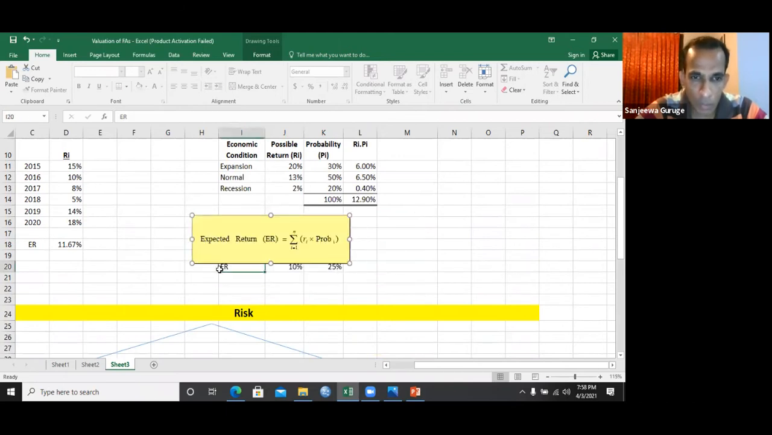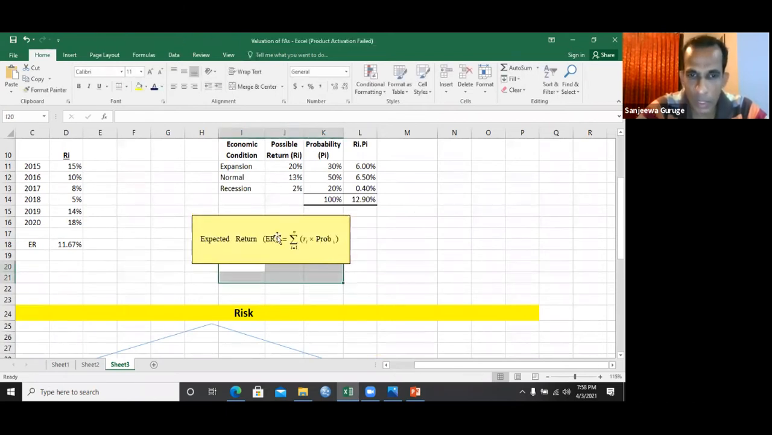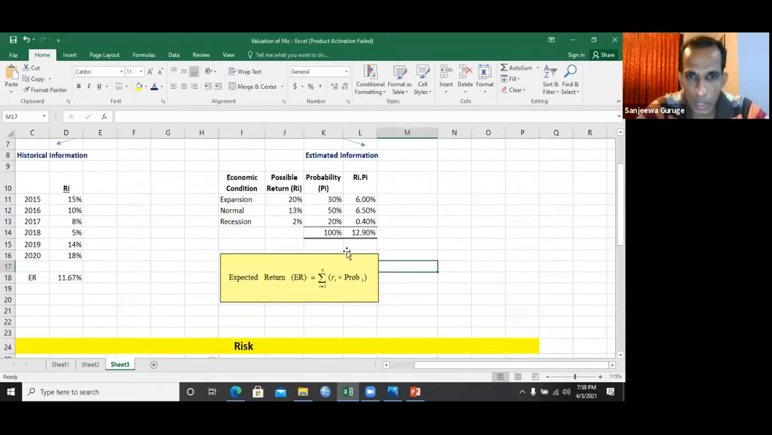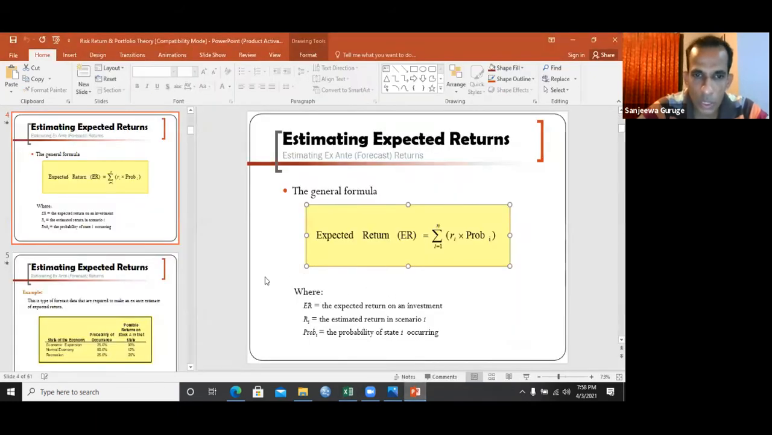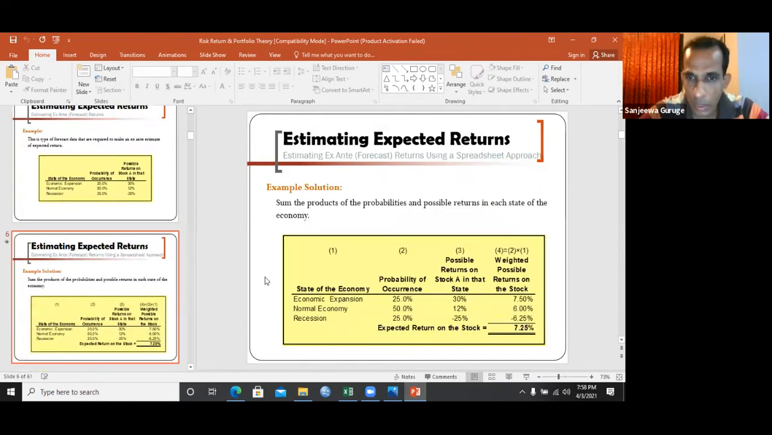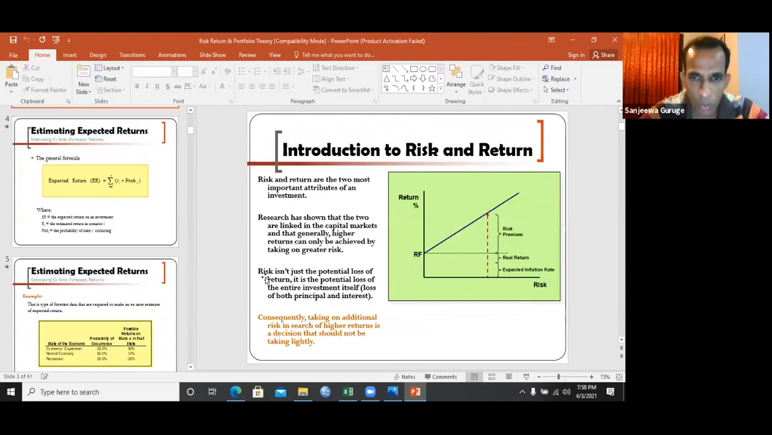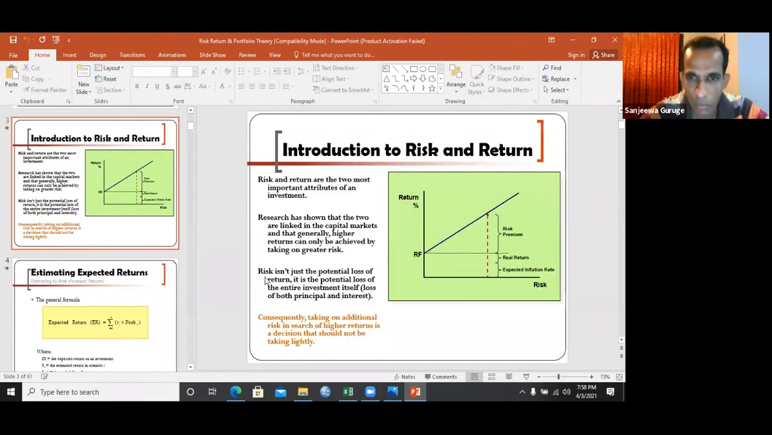Each return we multiply by the probability of getting that return. So this is what we did, and we got the total. That is how we calculate the expected return using estimated data. And if we use historical data, we simply get the total and divide by the number of observations.